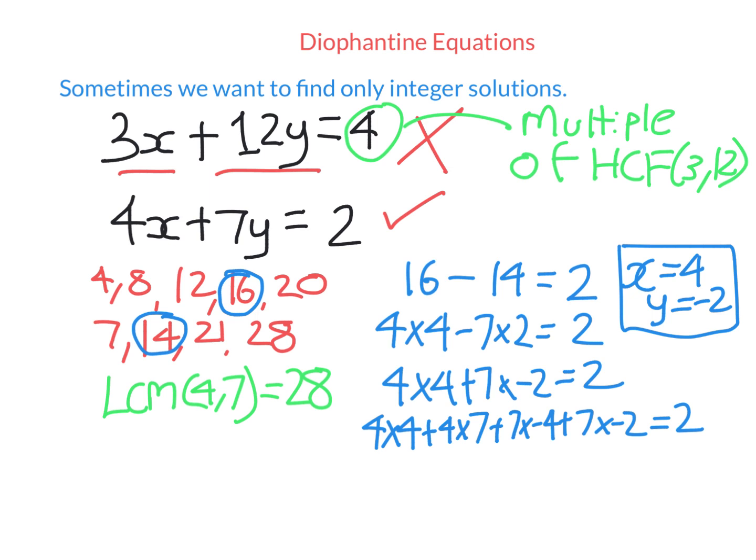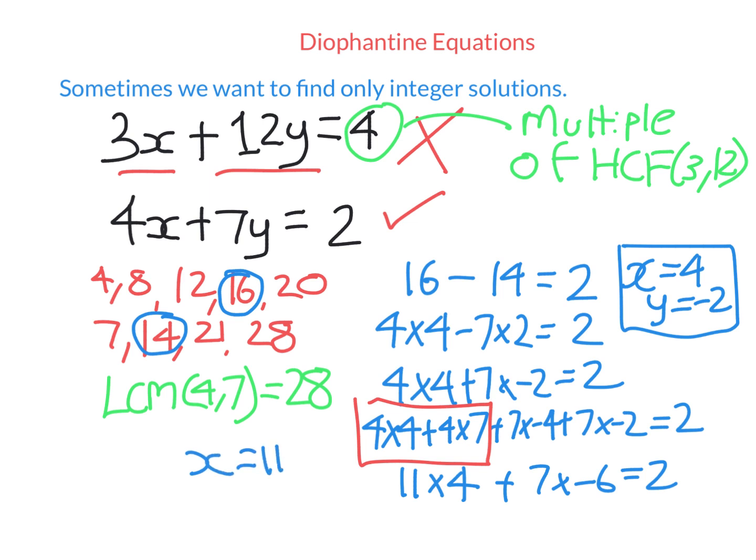So what do we actually have here? How does that help us with another solution? Well, let's look at the first two and the last two. 4 times 4 plus 4 times 7 is the same as 11 times 4. Here we have 7 times negative 4 plus 7 times negative 2. That's the same as 7 times negative 4 minus 2, which is negative 6. So we've just found another solution. That solution is x equals 11, 4 times 11, and then 7 times negative 6.